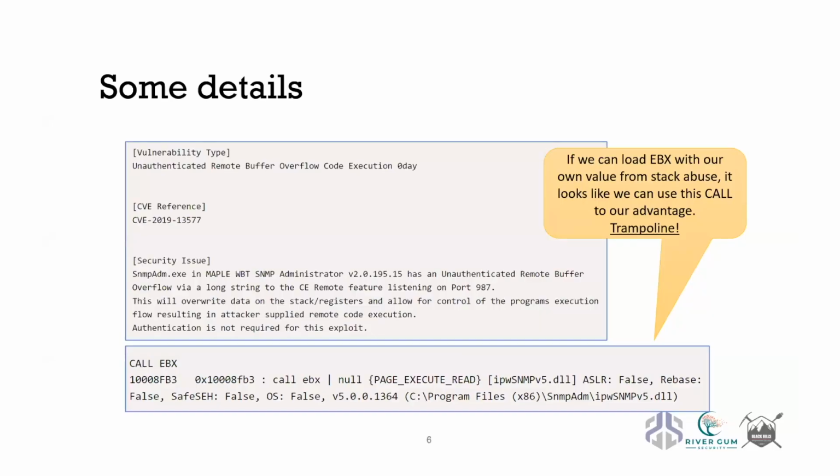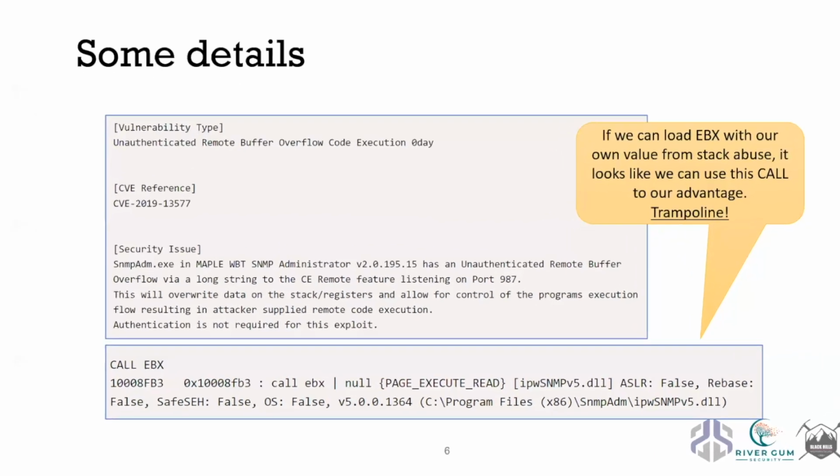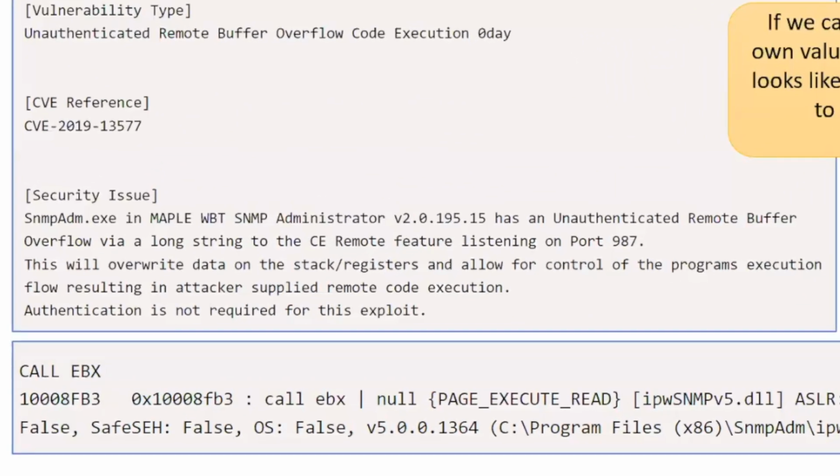So some details about the software and the exploit itself. Well, this thing called SNMP ADM.exe, it's got an unauthenticated remote buffer overflow via a long string to this CE remote feature, which is listening on TCP port 987. And the author of the exploit, these are his words here, claims that we're able to overwrite data on the stack, subsequently get some of that data into the CPU registers that allows us to control the program execution flow, resulting in the attacker-supplied remote code execution ability. Furthermore, authentication is not required for this exploit to succeed.